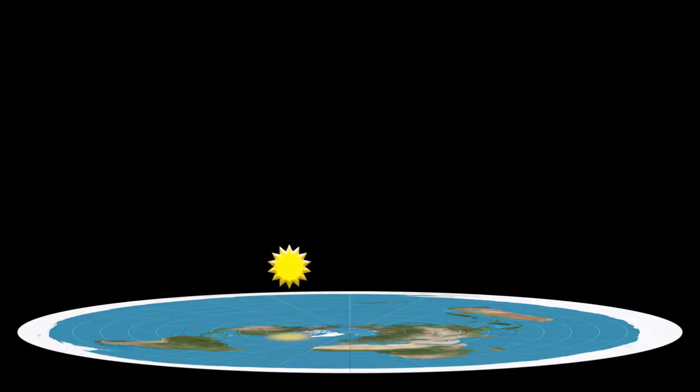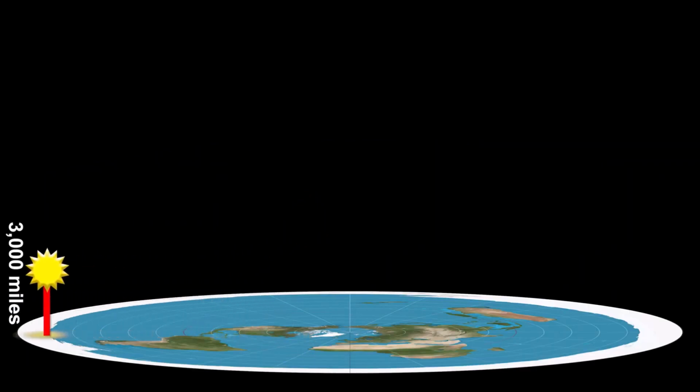Even around 3,000 miles high though, the sun should never set. If the sun were above one edge of the flat Earth and you were at the other, 23,000 miles away, the sun should still be 7.5 degrees above the horizon.